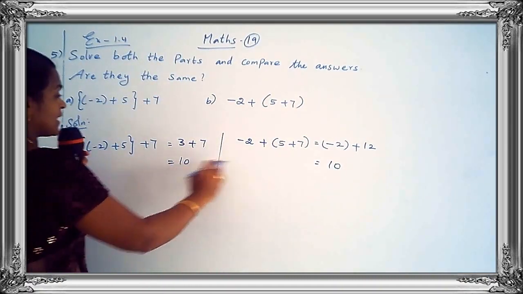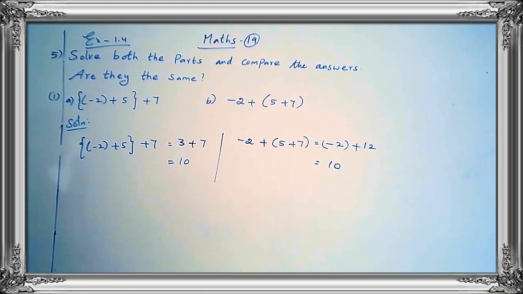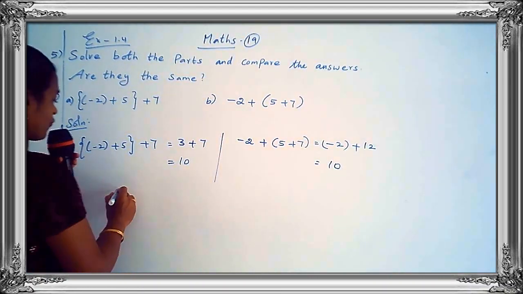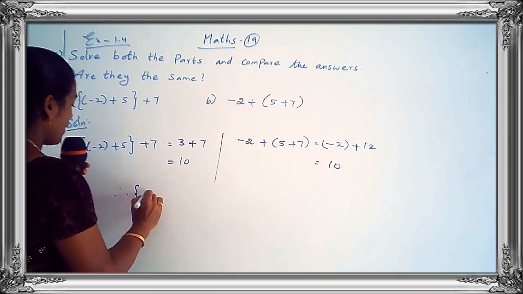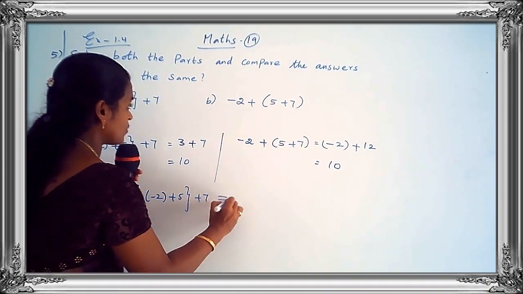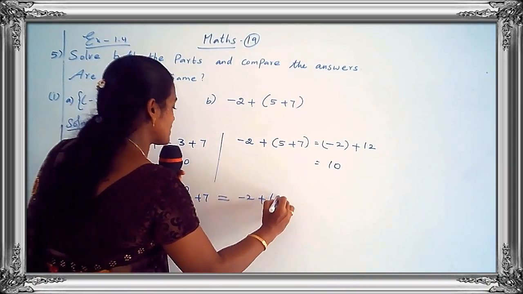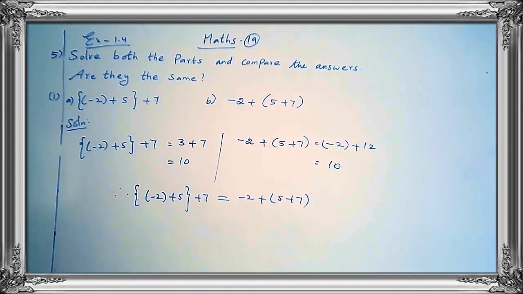Now you see here two answers. Now you compare. Yes, the two answers are the same. So therefore A part and B part are equal. Therefore minus 2 plus 5 plus 7 is equal to minus 2 plus 5 plus 7. Children, we have already seen this type of question in the commutative property. So this is very easy.